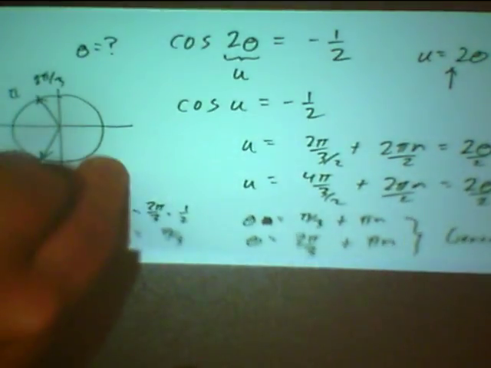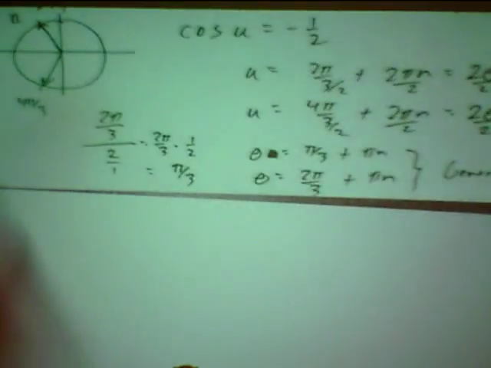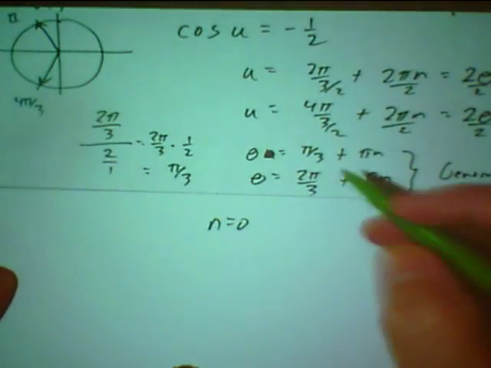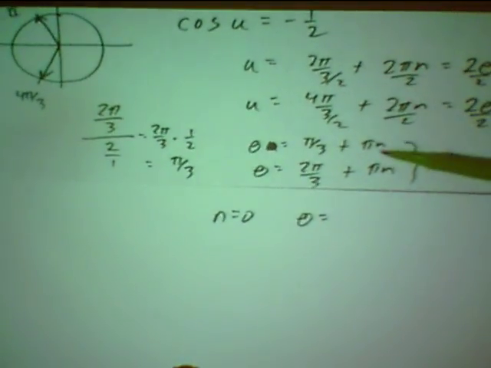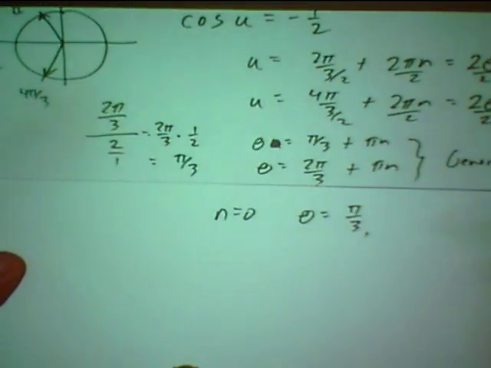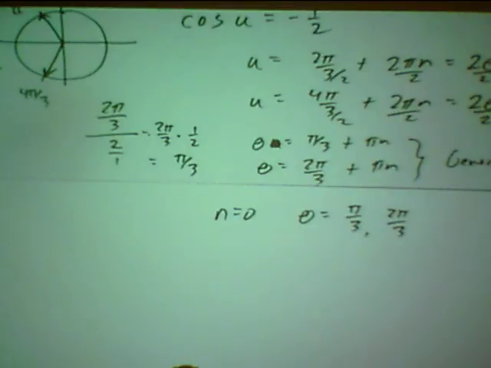But now I also want to give the solutions between 0 and 2 pi. So what do I have to do? I start plugging in values of n. Let's see what happens when n is 0. In my first equation, when n is 0, I end up with just pi over 3. For the second equation, when n is 0, I get 2 pi over 3. Both of these angles are between 0 and 2 pi, so they are solutions I'm looking for. But let's see if there are more solutions.